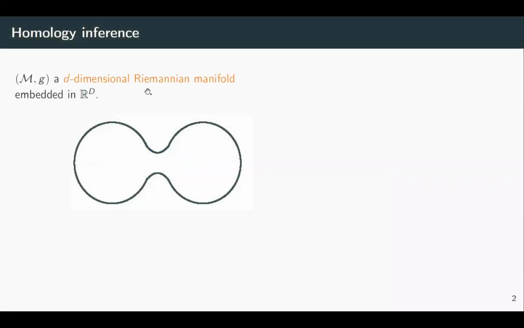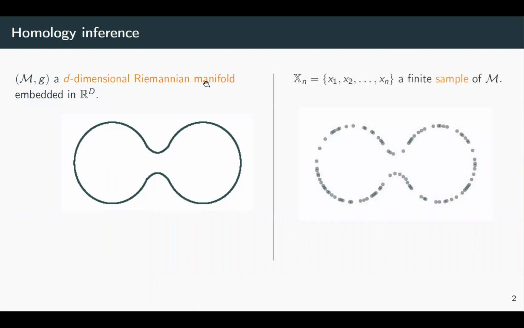So let's start with the general problem. Suppose that you have a d-dimensional manifold that is embedded in a higher dimensional Euclidean space. But what you have is only a finite sample of points in this manifold. The question that you want to answer is how to infer the homology of the manifold from the sample.